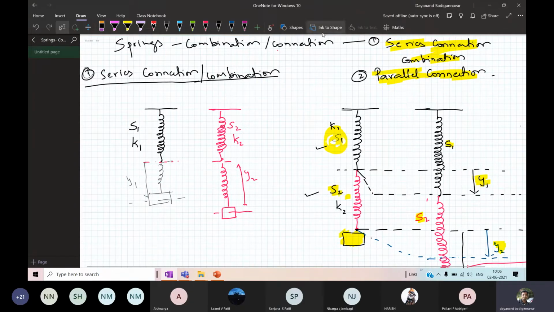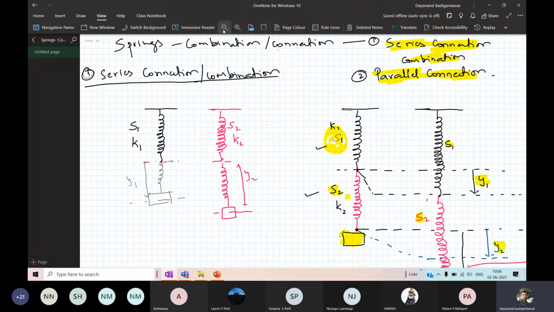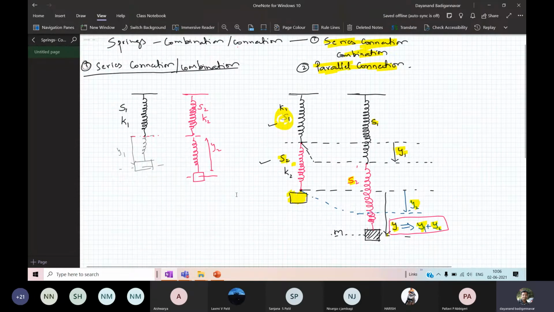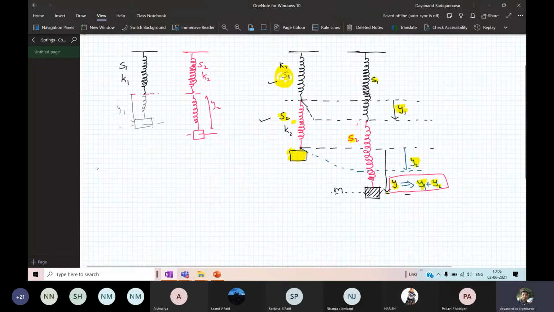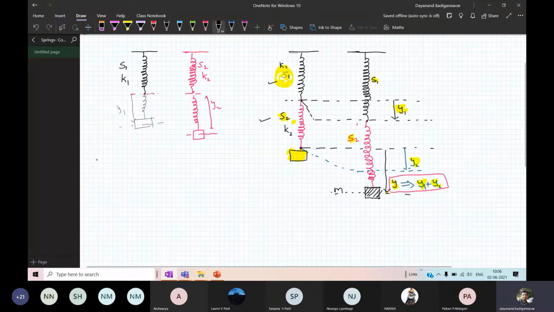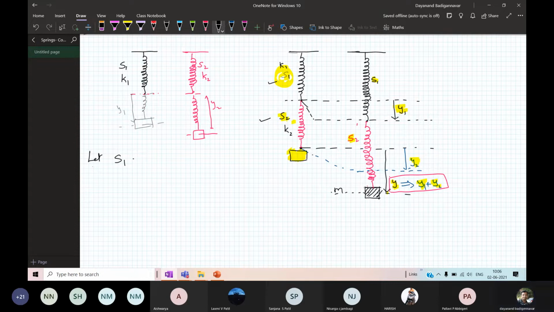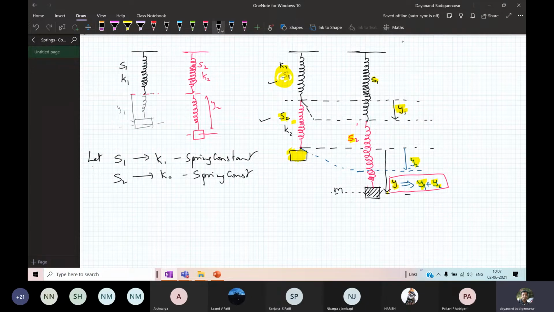So the spring constants of, I will write it here. S1 is the spring and K1 is its spring constant. S2 and its spring constant is K2. What is the spring constant of S2? It is K2. Now, I have connected them in series.